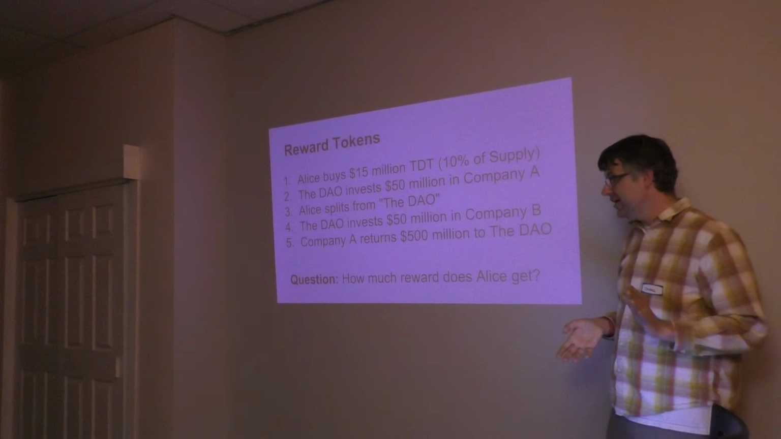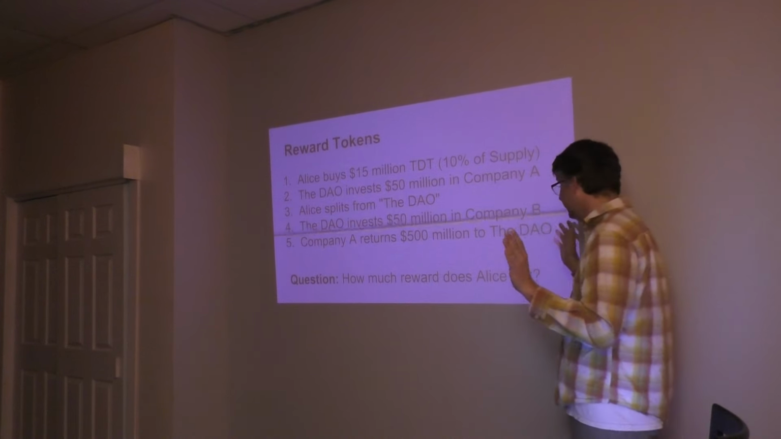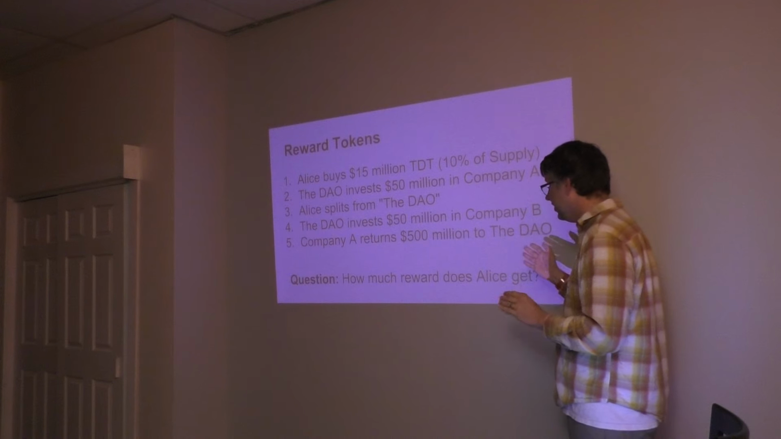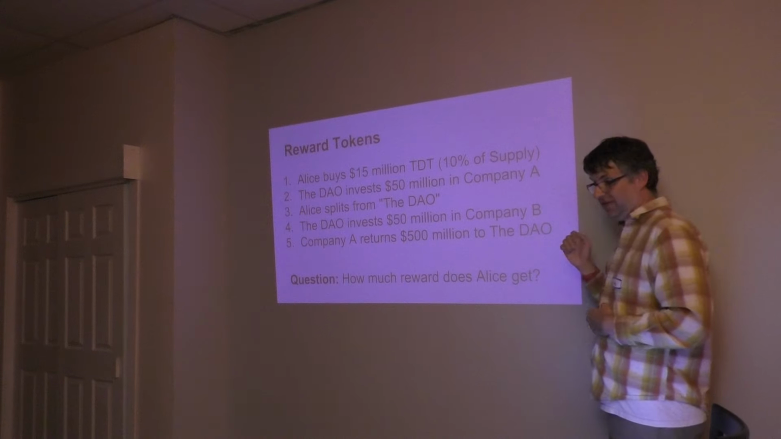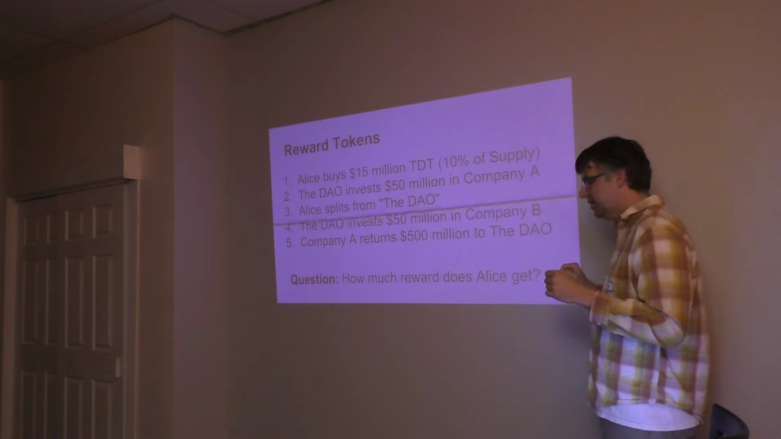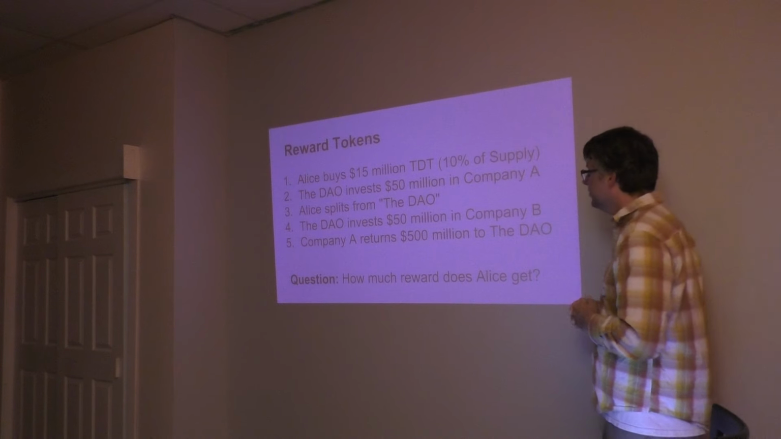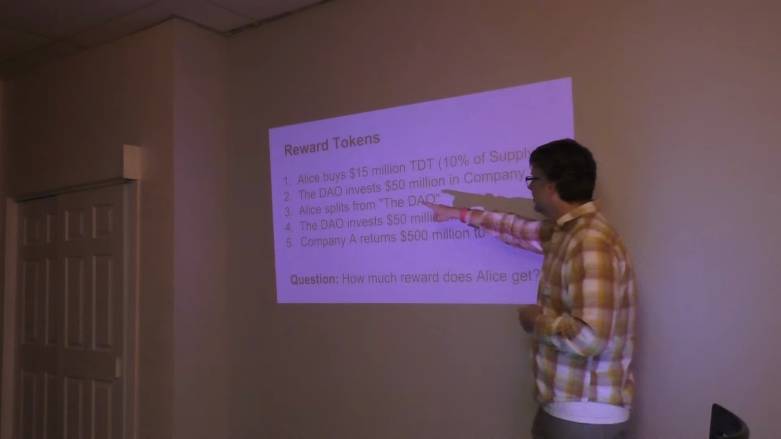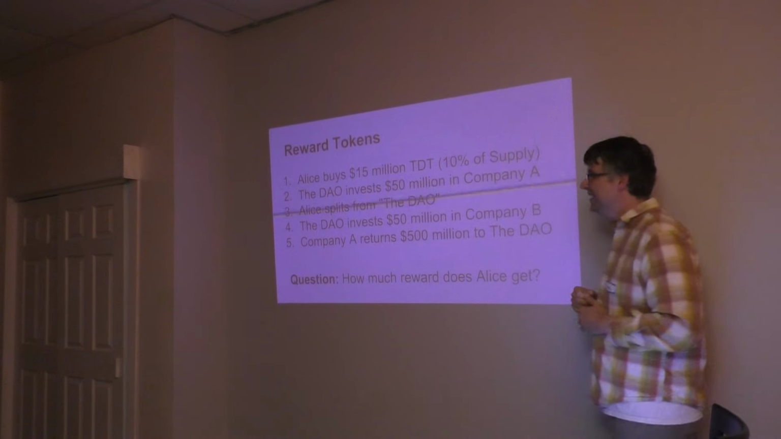As I said, the code is very easy to read, but this one little wrinkle is going to confuse the heck out of you if you're like I am. So here's the scenario. Alice buys $150 million of these tokens. Since it's 150 million total, that would be 10% of the supply. Now, the DAO invests a third of the money, 50 million, into company A.